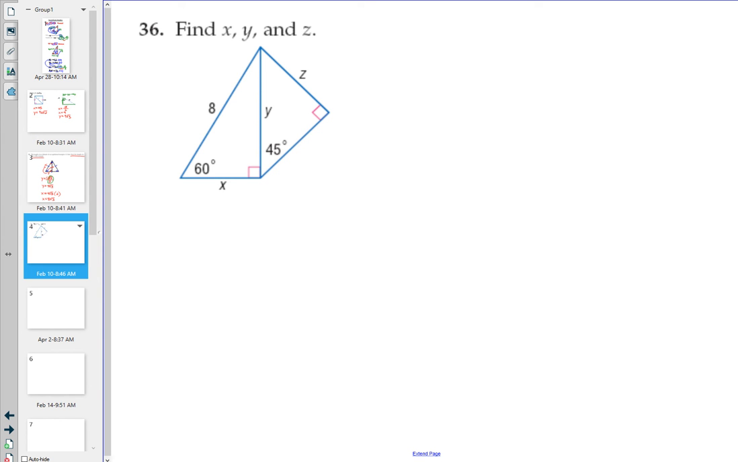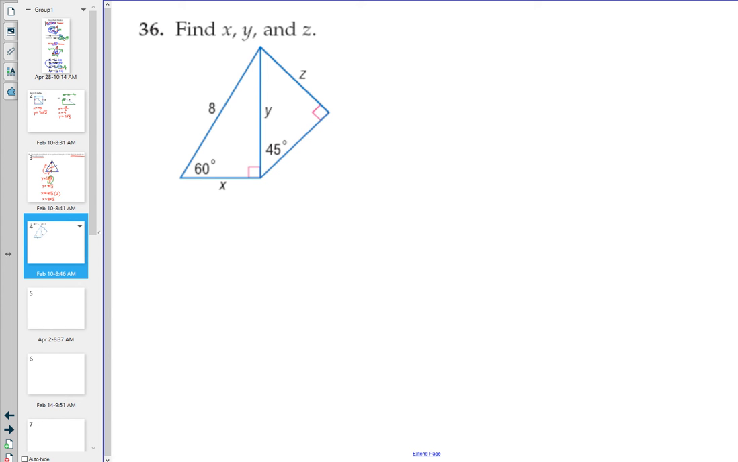So they have to give us an angle, which they have, and now we wouldn't have been able to identify those triangles. But they also have to give us a side. What's the only side they're giving us? That 8 is only part of the 30, 60, 90. So we're going to have to start off with the 30, 60, 90.